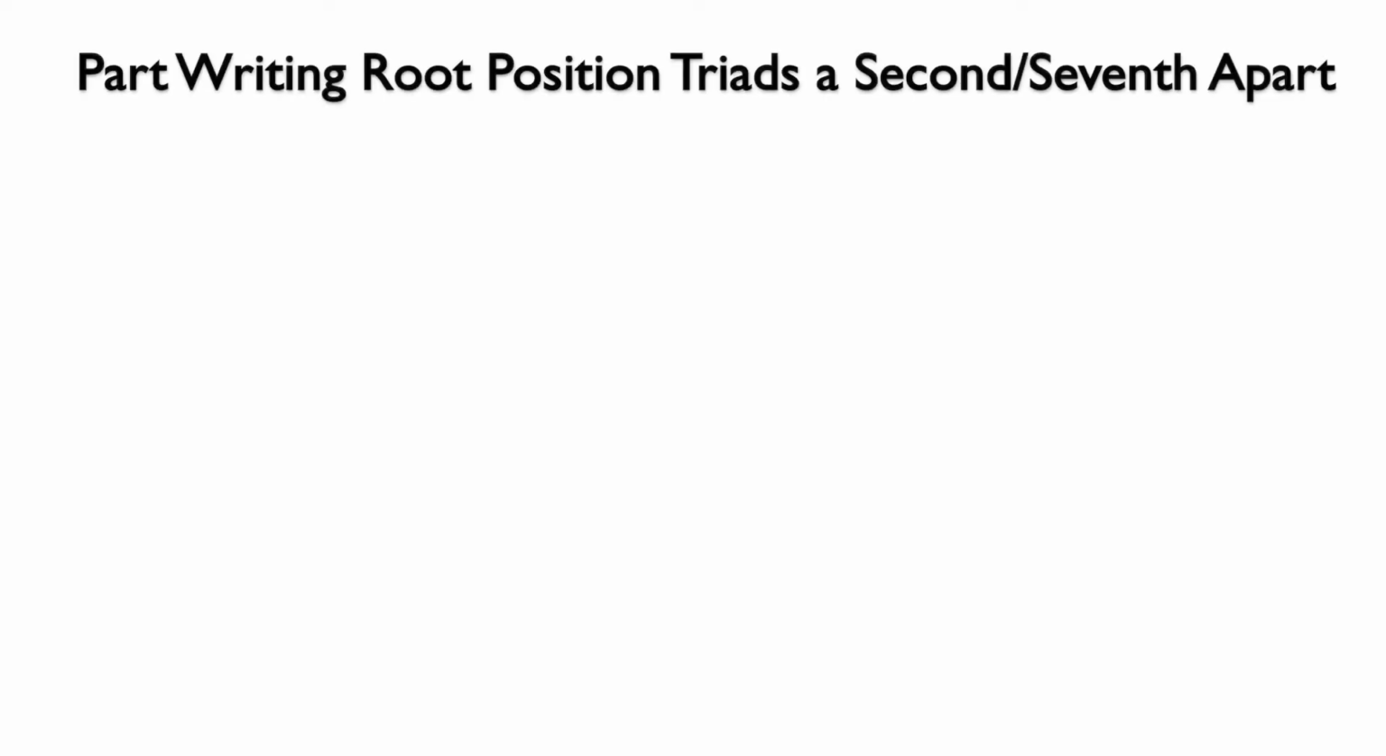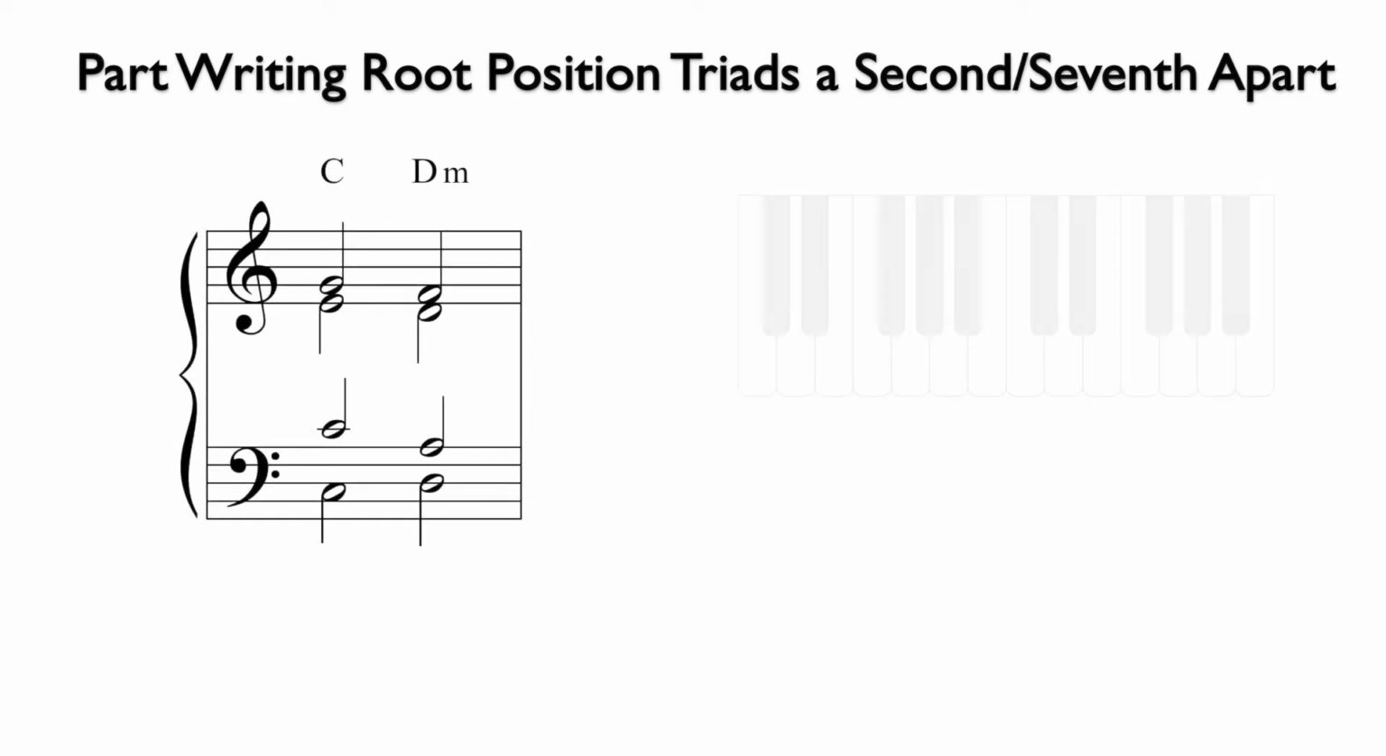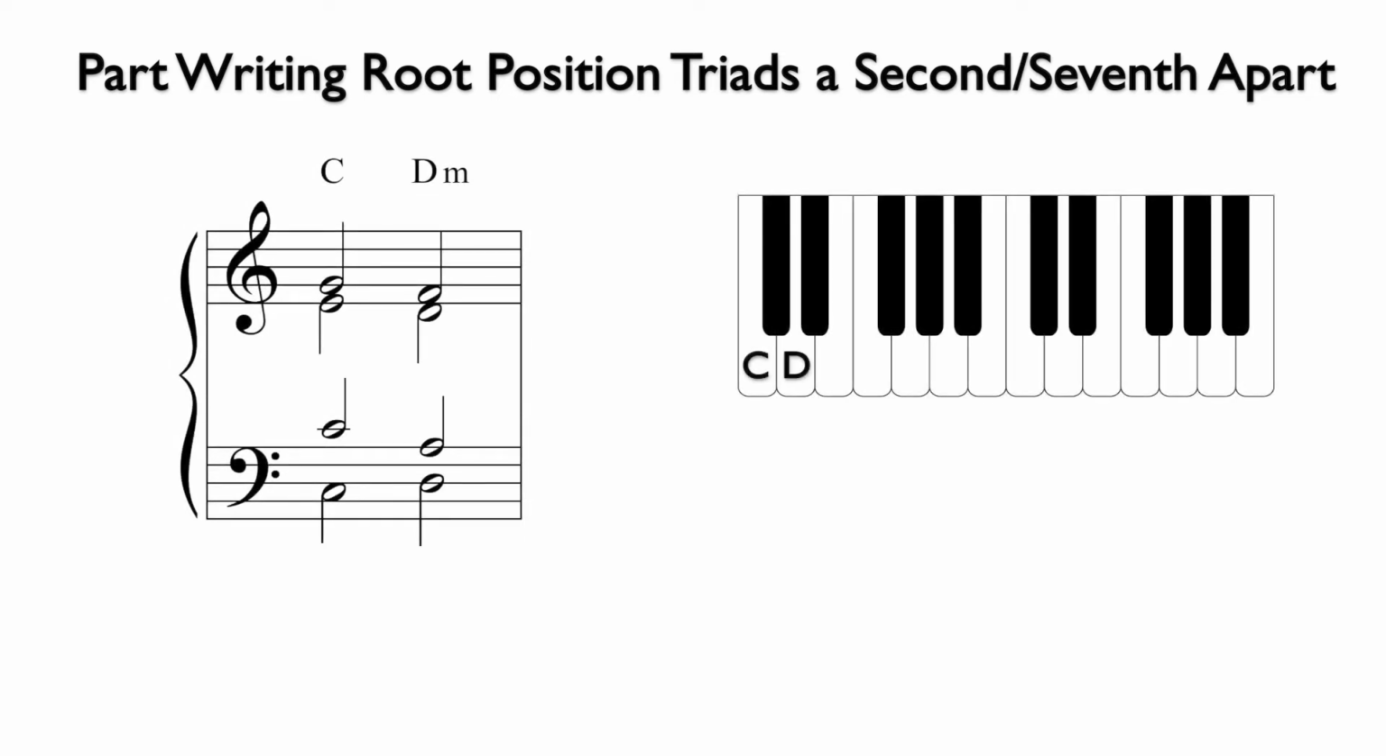In this video, we will focus on part writing triads that are a second/seventh apart. To identify the distance between two chords, we focus on the roots. For example, from a C chord to a D minor chord, we have the distance of up a second.